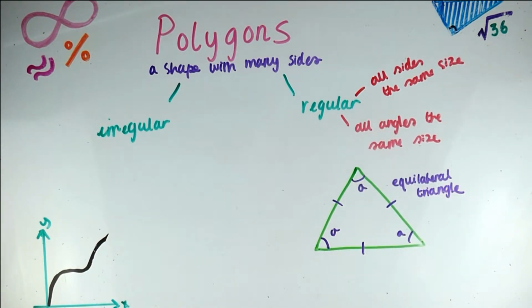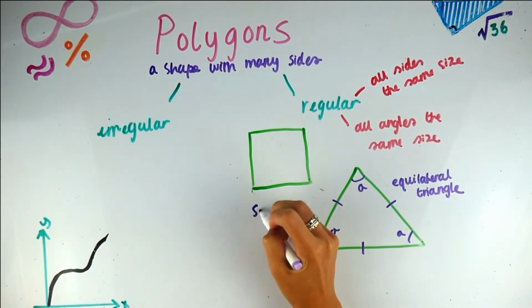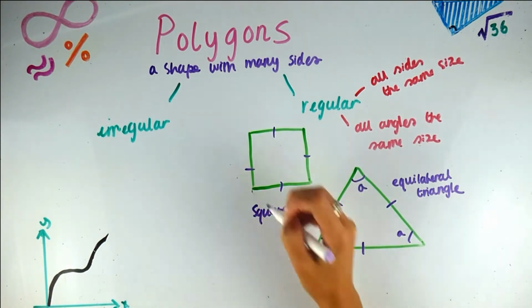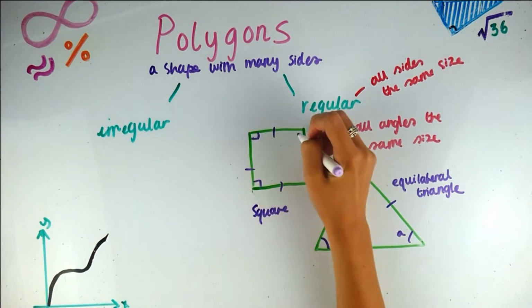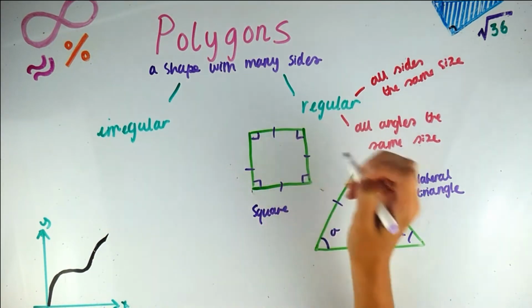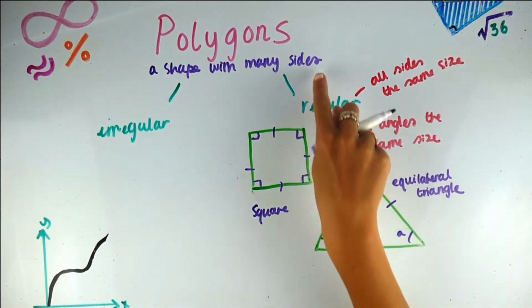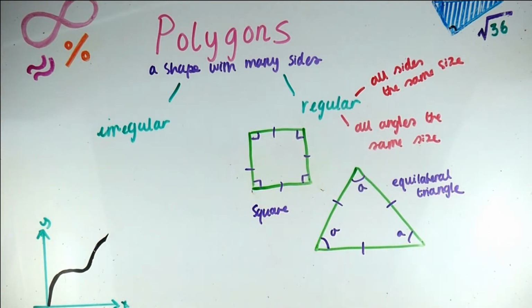Let's have a look at another example of a regular polygon. So this is the classic square. So we know for a shape to be a square, all these lines are the same size, and we know that these angles here are all 90 degrees, right angles. So we have all the sides the same size, all the angles the same size, and it's a shape with many sides. So an equilateral triangle and a square are both examples of regular polygons.